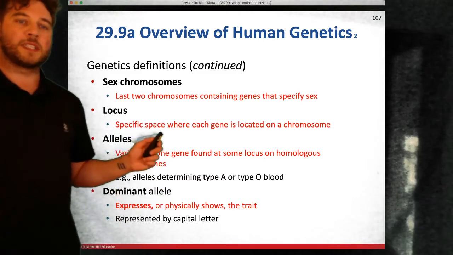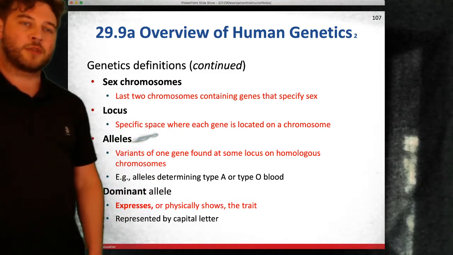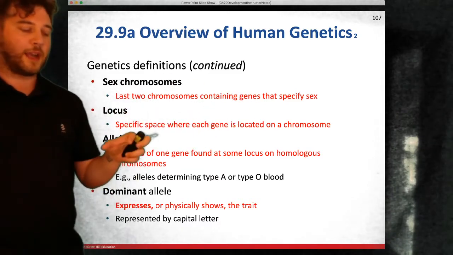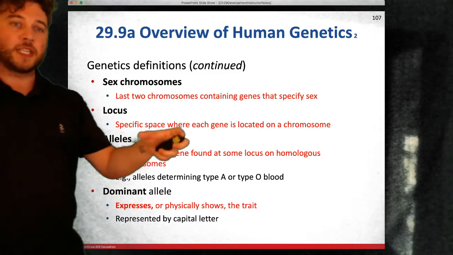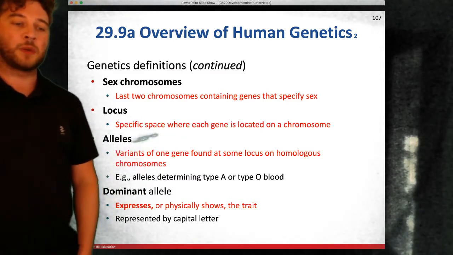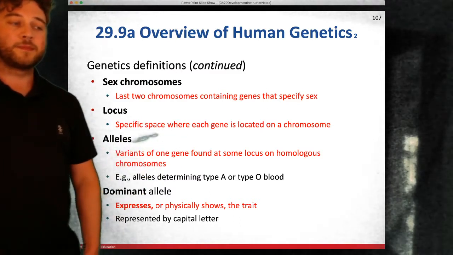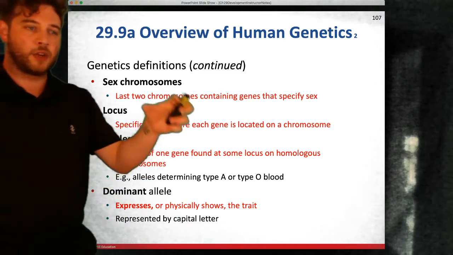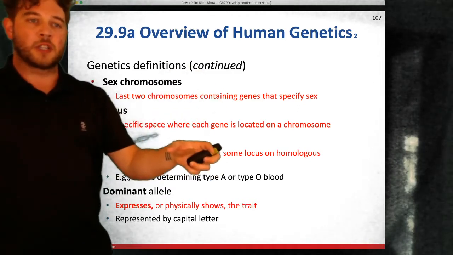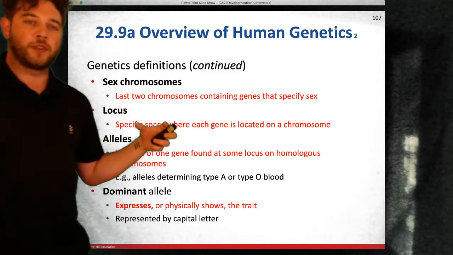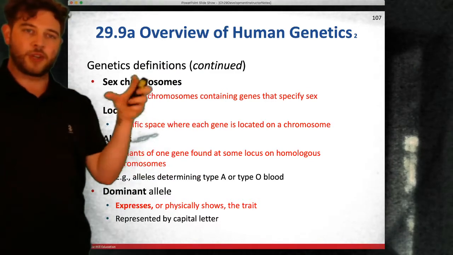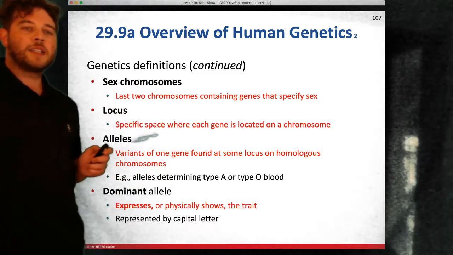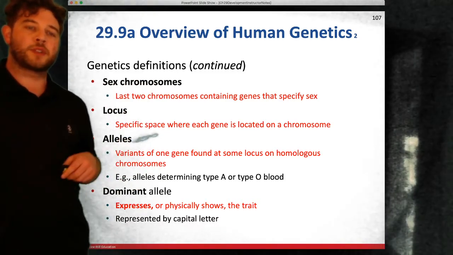A locus is a specific space where each gene is located on a chromosome. So, a locus could be for however many base pairs that gene is. If it's the gene that codes for, we're just talking about it, proper prolactin synthesis, that gene could be 15 base pairs long. It's going to be in the same place on that chromosome. Whenever you look at any person's chromosome, it's going to be on that same spot. The alleles are variants of one gene found at some locus on homologous chromosomes.